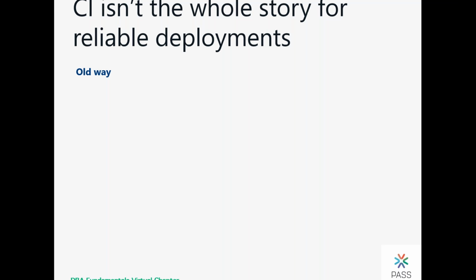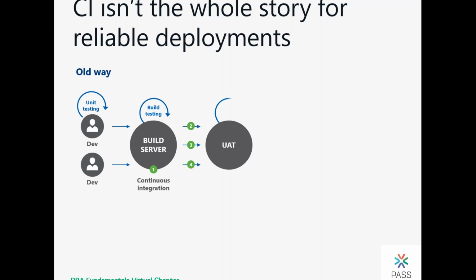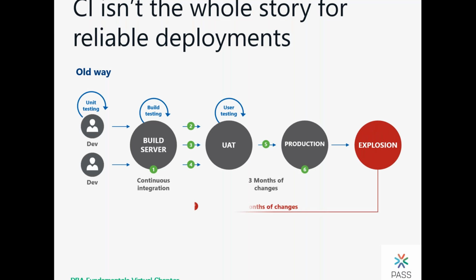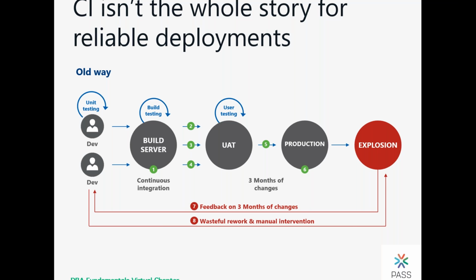Unfortunately, CI isn't the whole story for reliable deployments. What happened was we were doing CI, but we were banking up our deploys for say 3 months before they hit UAT. And so we'd then deploy through to production, and of course something went wrong. And so we then had to diagnose and triage 3 months of changes. And you know, I can't remember what I did last week, let alone 3 months ago. So whilst we had the benefits of CI as we deployed out, we weren't realizing the full potential.